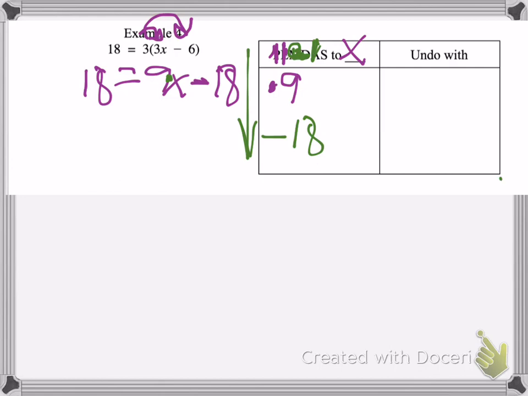All right, so that's the order we would do it in if we actually had numbers, but instead we have x, so we'll undo that by adding 18 to both sides and dividing by 9 on both sides. There we go. Looks great.